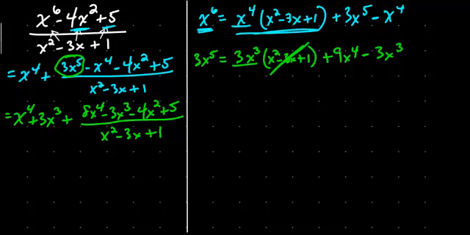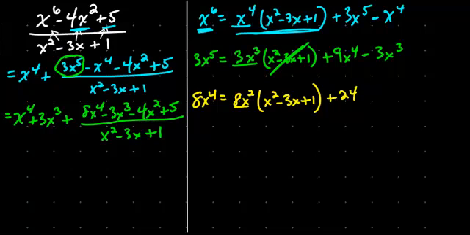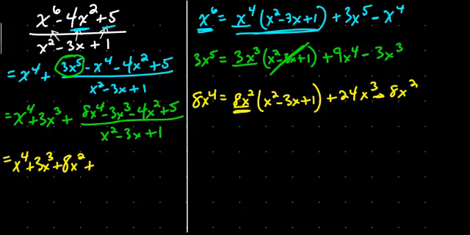Okay? Now let's switch to this color. So now I need 8x to the 4th. It was blank times x squared minus 3x plus 1. So I'm going to use 8x squared. That's going to give me an additional what? So I need to do plus 24x cubed and minus 8x squared. We get x to the 4th plus 3x cubed plus that 8x squared is going to pop out, 8x squared plus, okay, so the 8x squared pops out. I got 24x cubed minus 3x cubed, 21x cubed. Minus 8x squared and minus 4x squared is minus 12x squared plus 5, all divided by x squared minus 3x plus 1.